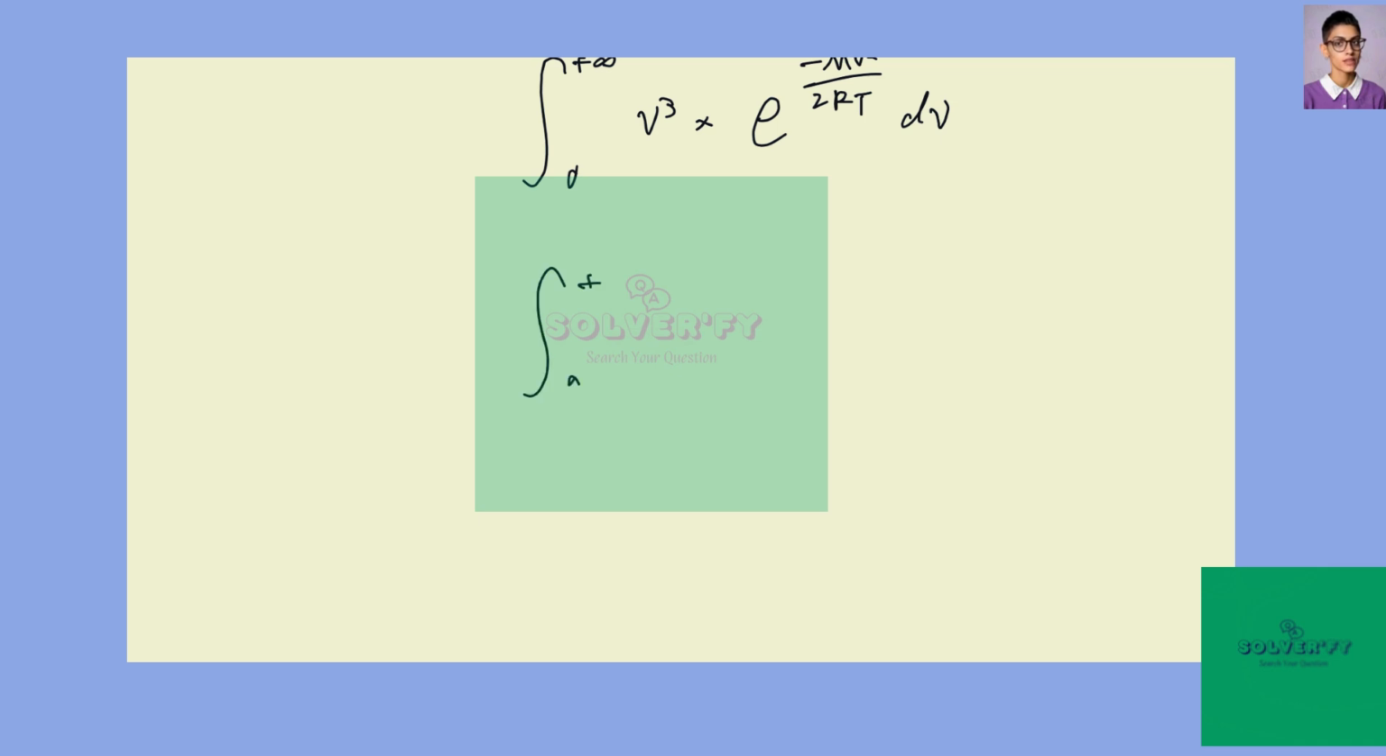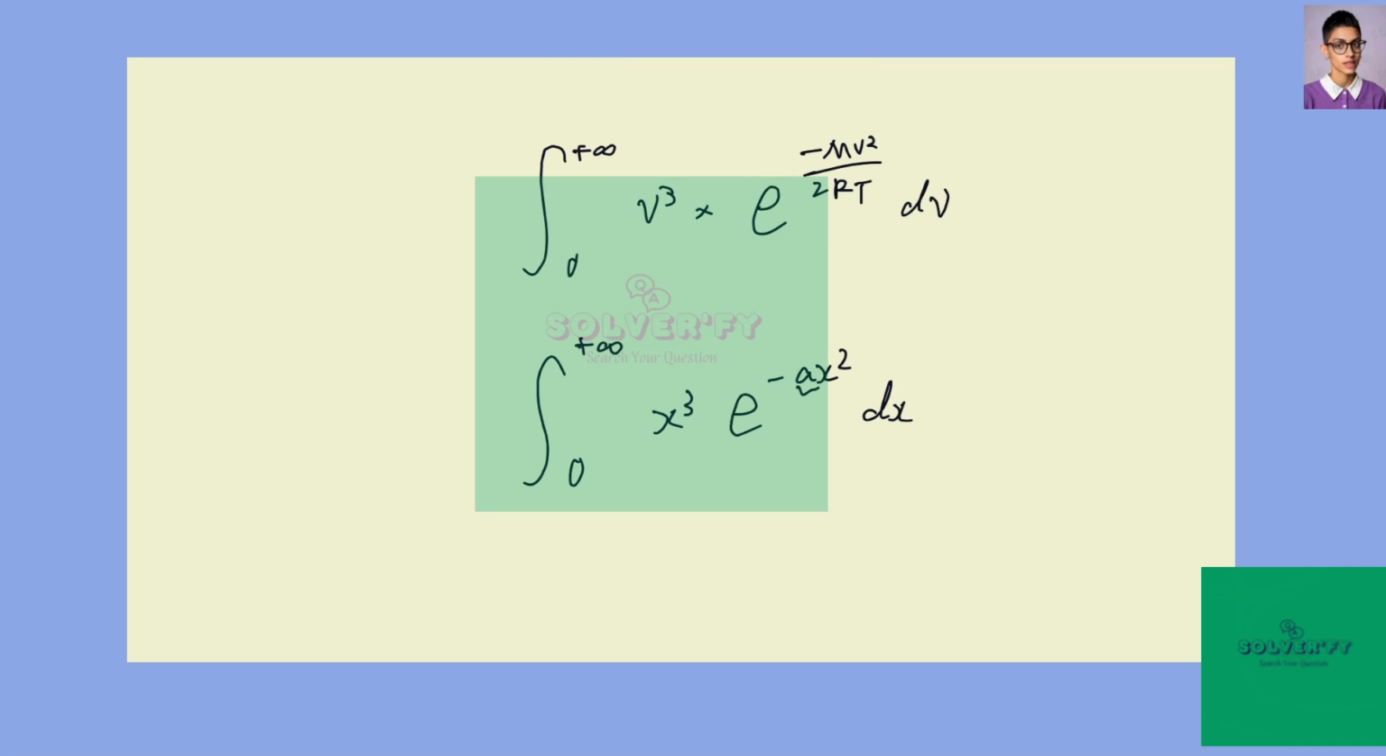Now let's consider this integral. The integral goes from 0 to positive infinity, x cubed times e to the minus a x squared dx. We want to compute some integral with parameter a, and then once we get the final result, we only need to replace this a by this guy.